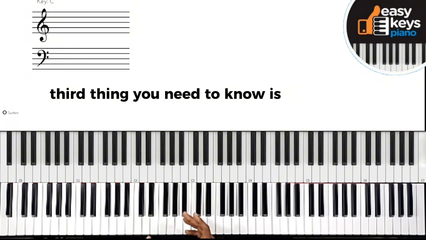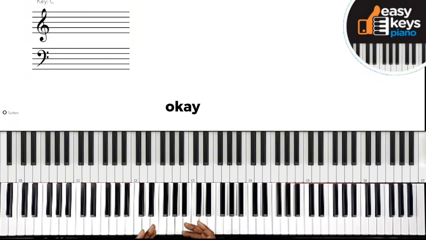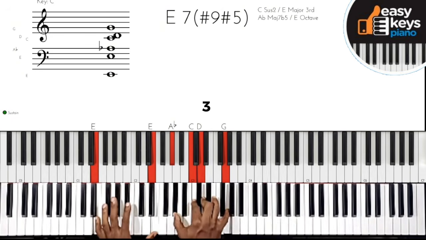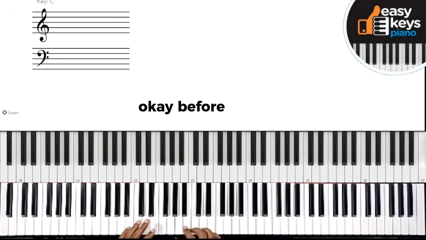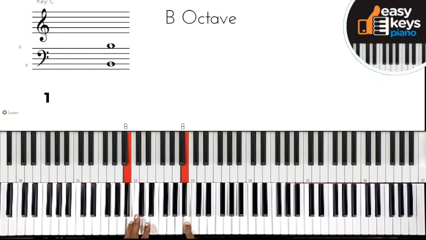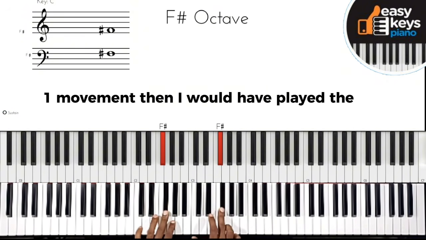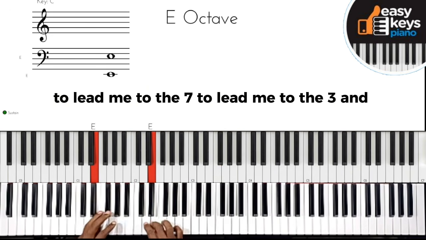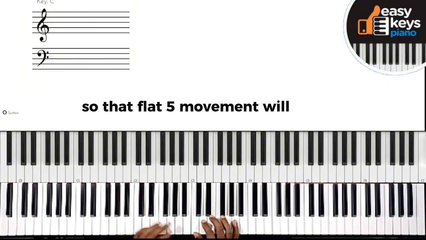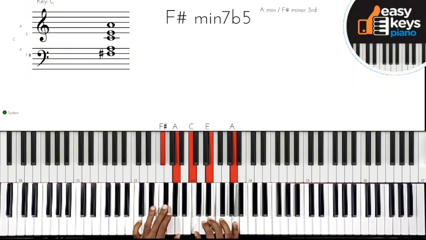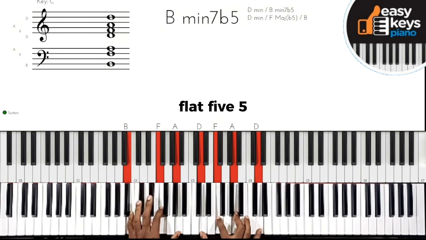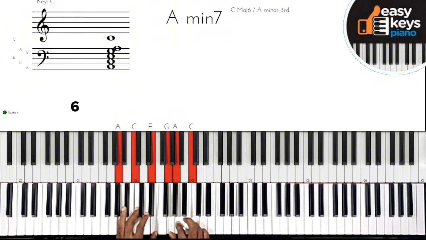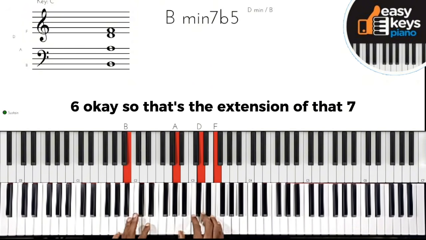The third thing you need to know is the extension of the 2-5-1 movement you're playing. If I do a 7, 3, 6, before I did a 7, if you know your 2-5-1 movement, then I would have played the flat 5 to lead me to the 7, to lead me to the 3, and then to the 6. So that flat 5 movement will be this. Flat 5, 6. Okay, so that's the extension of that 7, 3, 6.